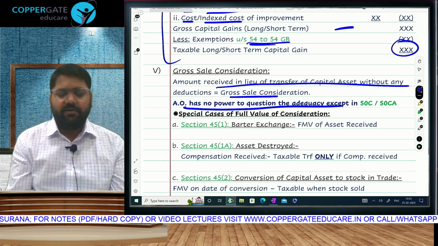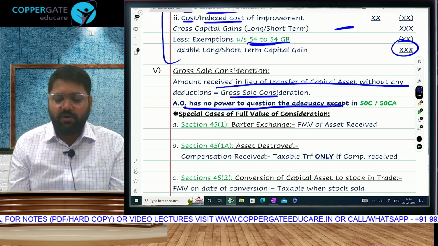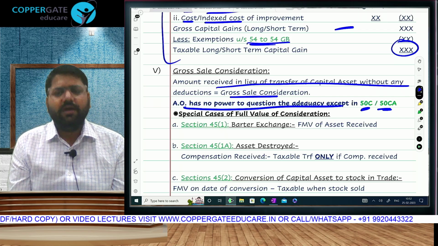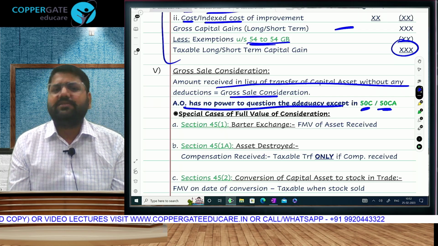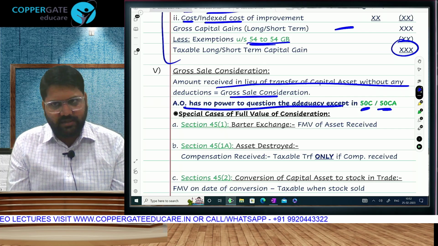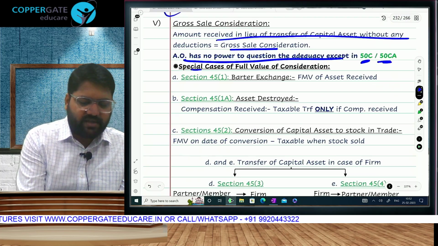AO has no power to question the adequacy of GSC, except two cases where he can, that we will see, 50C and 50CA. He can question the adequacy. Otherwise, the AO does not have any power to question the adequacy of gross sale consideration. Now, what are special cases of GSC?